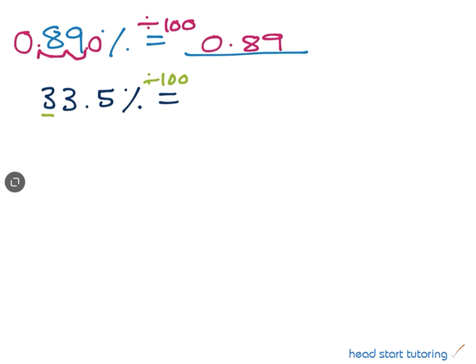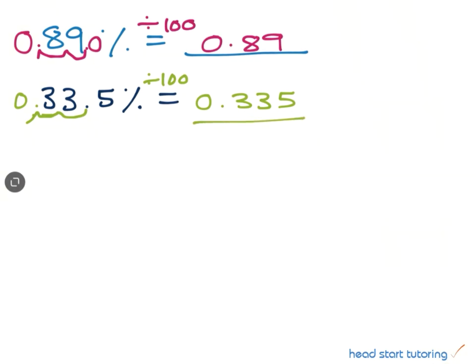So we move our decimal point 2 places to the left, even though we know that it's not our decimal point that moves, it's our numbers that are moving to the right. So our decimal point, in a sense, moves to the left. So we end up with 0.335 as our decimal.